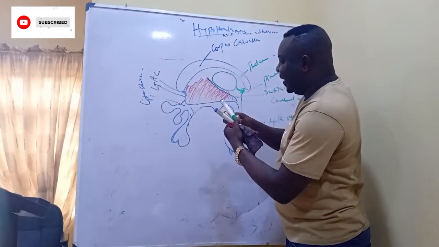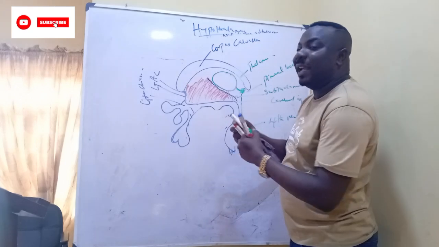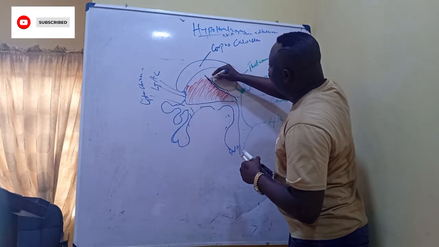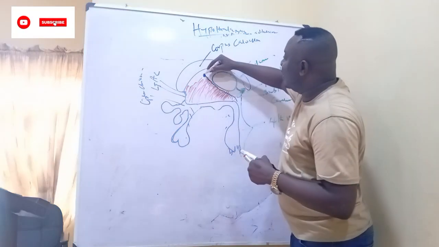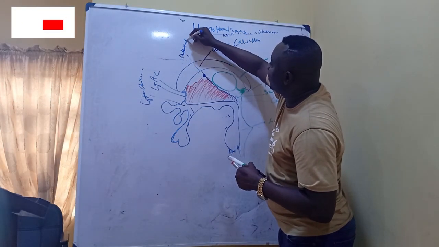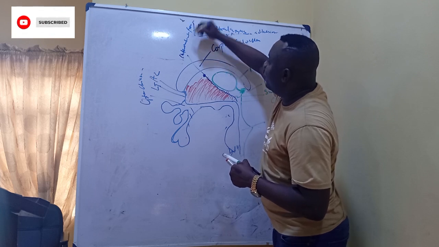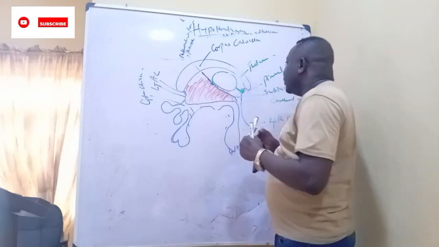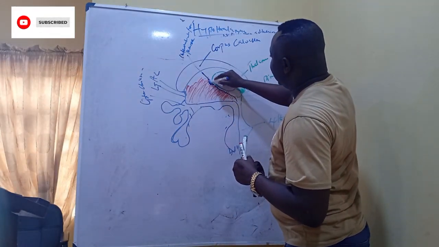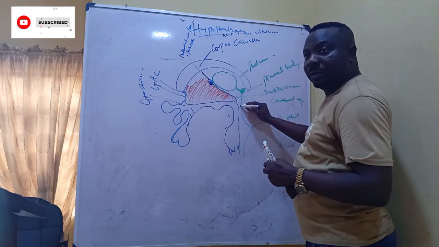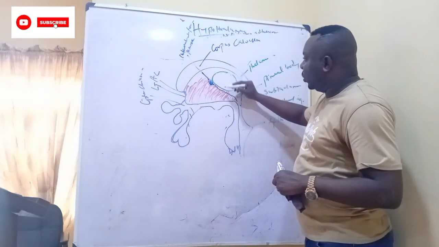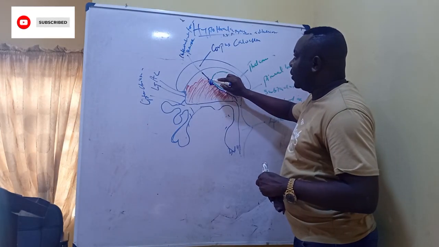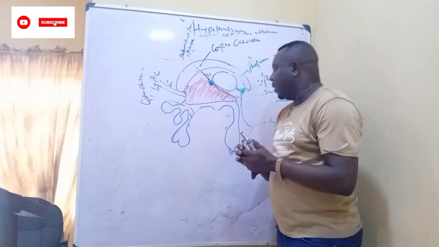Now, it extends from where to where? It extends from the interventricular foramen of Monroe. Right? Yes, sir. So this is the cerebral aqueduct. This is the hypothalamic sulcus. This is the interventricular foramen of Monroe.